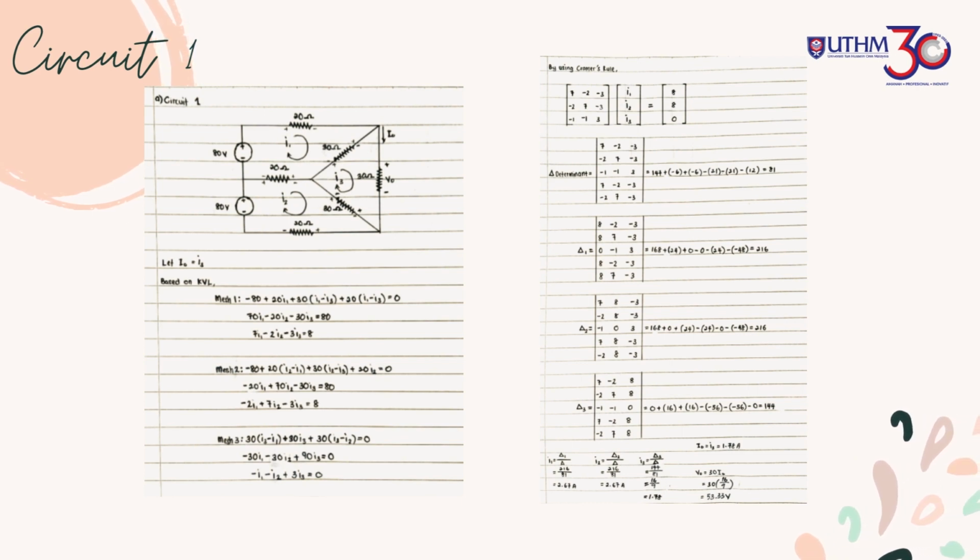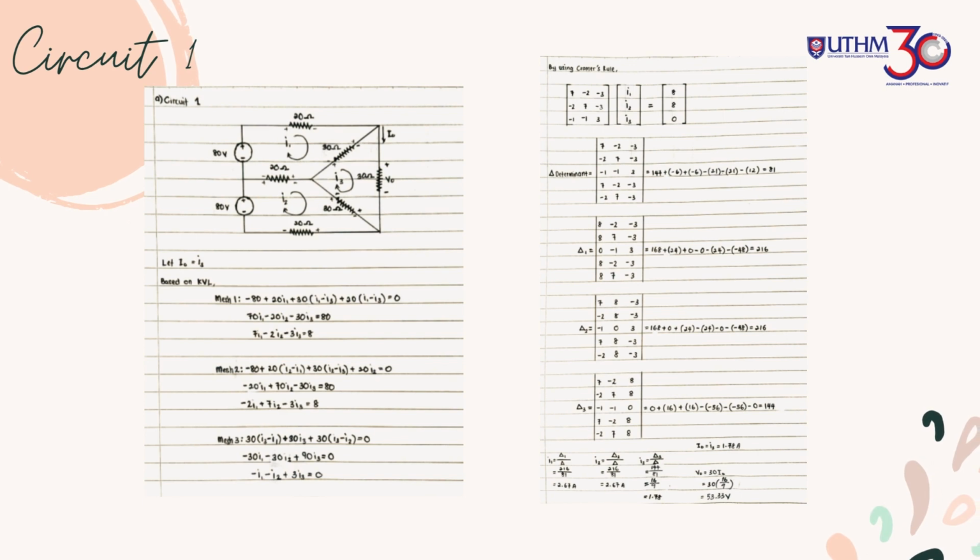We can find the value of I1 by dividing delta 1 with the determinant, and from there we will get 2.67 ampere. For I2, we will divide delta 2 with the determinant and we will also get 2.67 ampere. And for I3, we divide delta 3 with the determinant and we get 1.78 ampere. As the value of I0 is the same as I3, the value of I0 is 1.78 ampere.